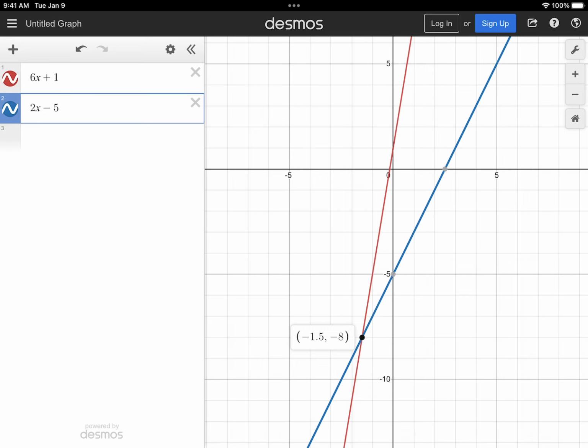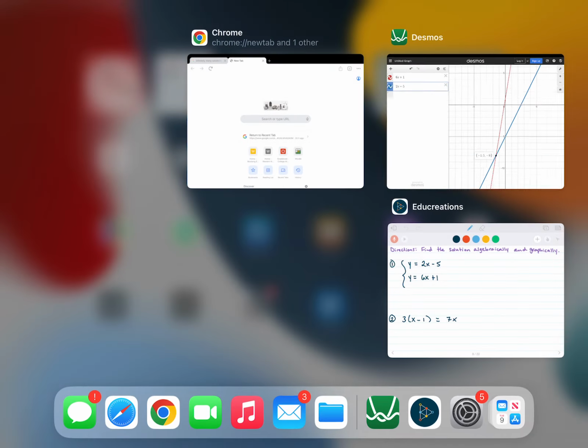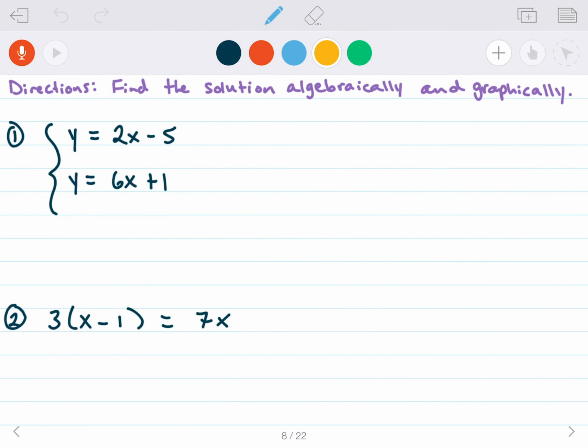So let's prove this algebraically. So remember what we do. We're trying to find when the heights are the same. So we basically set the y values equal to each other. So the first y value is 2x minus 5, right? Y equals that. And the second y value is 6x plus 1. And we can go ahead and solve this for x by just solving this equation like we usually do.